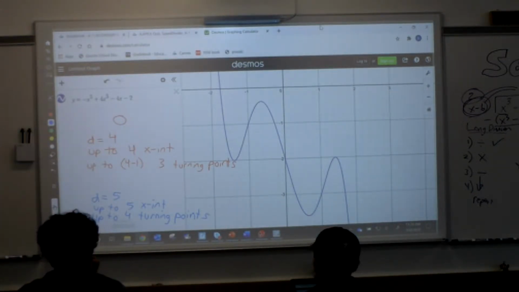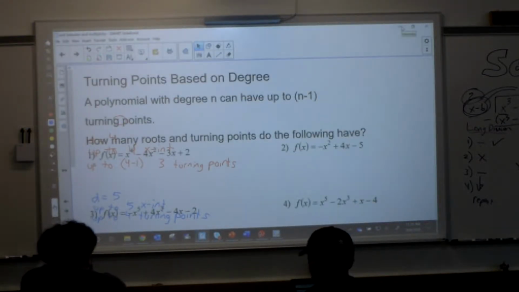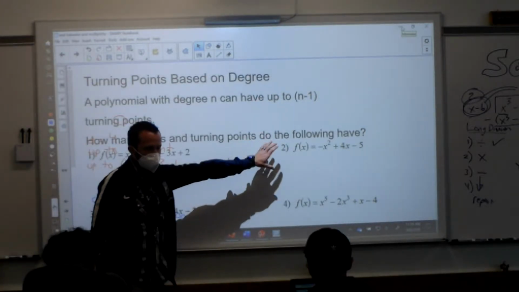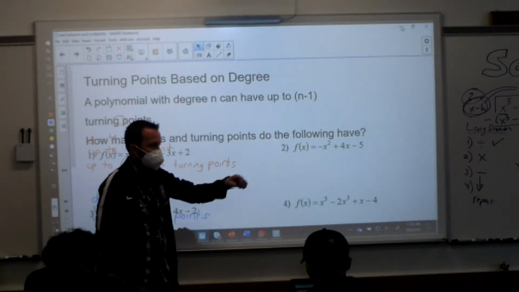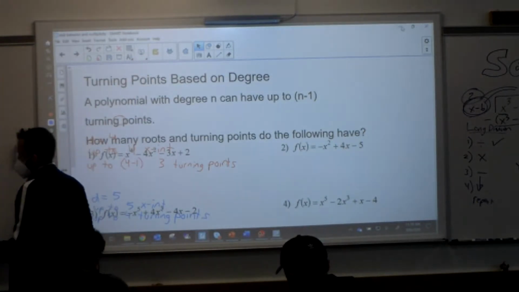Alright, great. So what I want you guys to do now is to just fill in the rest. You don't have to graph this, but I want you to say for number 2, how many x-intercepts can this have? How many changes of direction can it have? Do the same for 4. It should take you about 30 seconds.